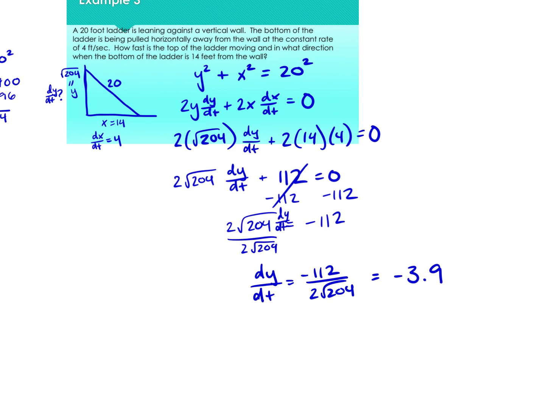But when we're talking about the speed, it's asking us how fast is the top of the ladder moving. Can speed be negative? No, so it'd be positive 3.9. 3.9 what? Feet per second. Perfect. And in what direction is our ladder moving? It's moving down. Since our answer was negative, this tells us that it's moving down.